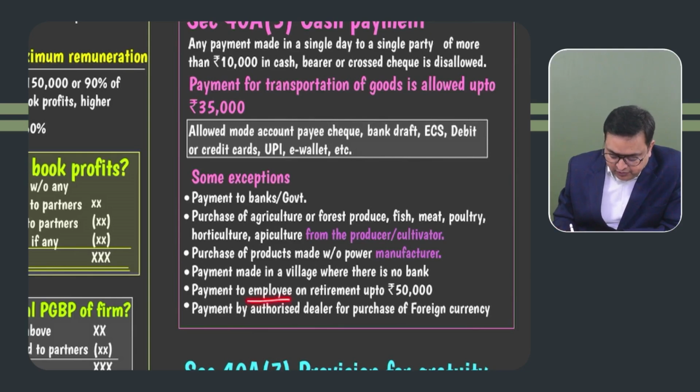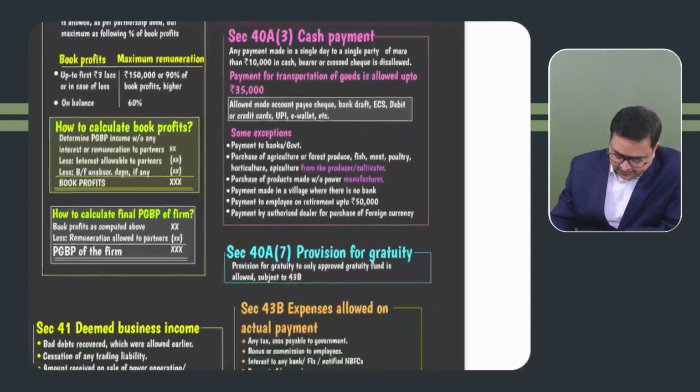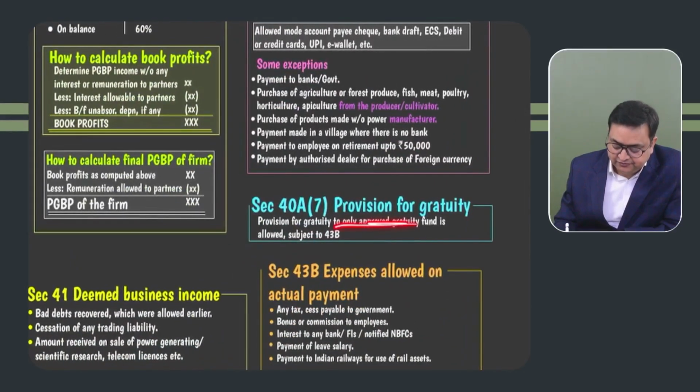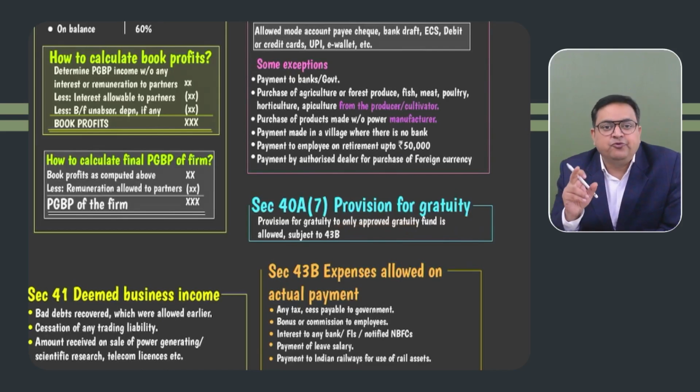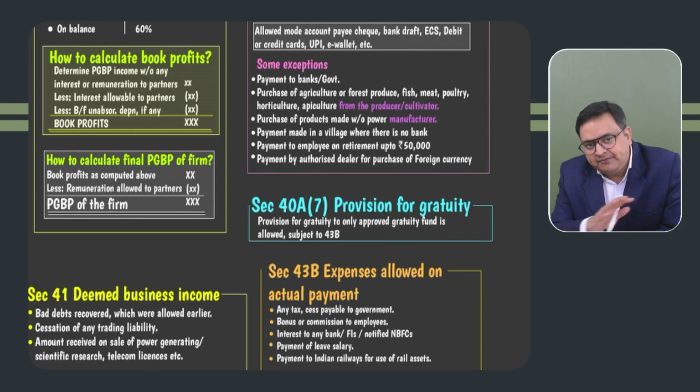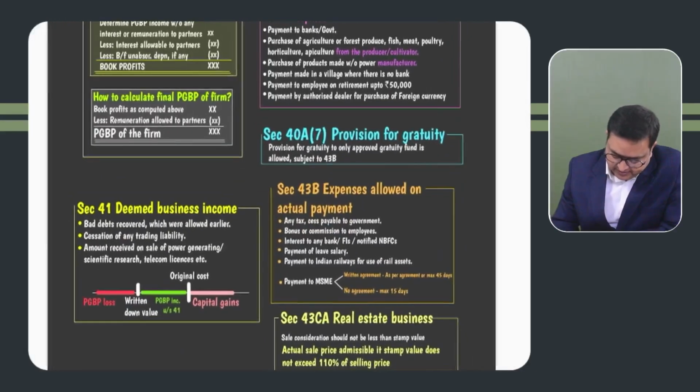You can make the payment to an employee on retirement, maximum 50,000 rupees. You can make the payment to the authorized dealer for purchase of foreign currency, right? Provision for gratuity: if it is an approved gratuity fund, then it is allowed. If it is unapproved, even if your question says that we have made a provision as per the actuarial valuation, please don't allow it. It is allowed only if it is an approved fund. If it is not approved, then we will simply disallow it.